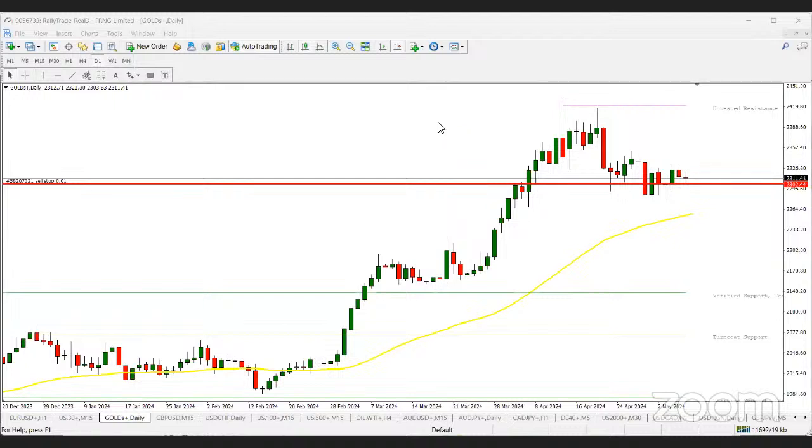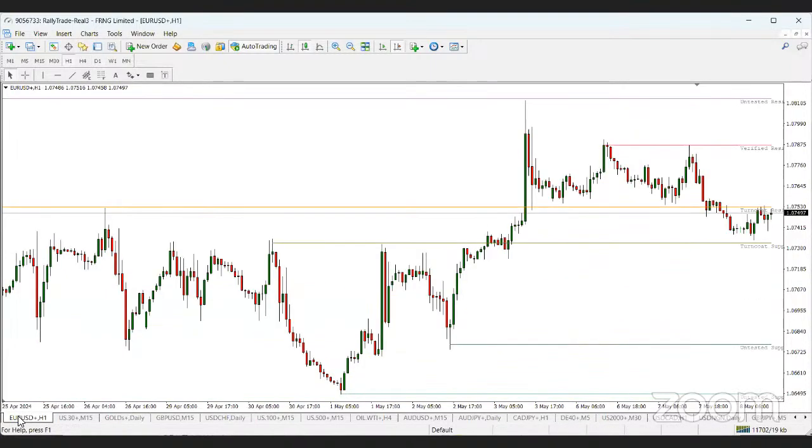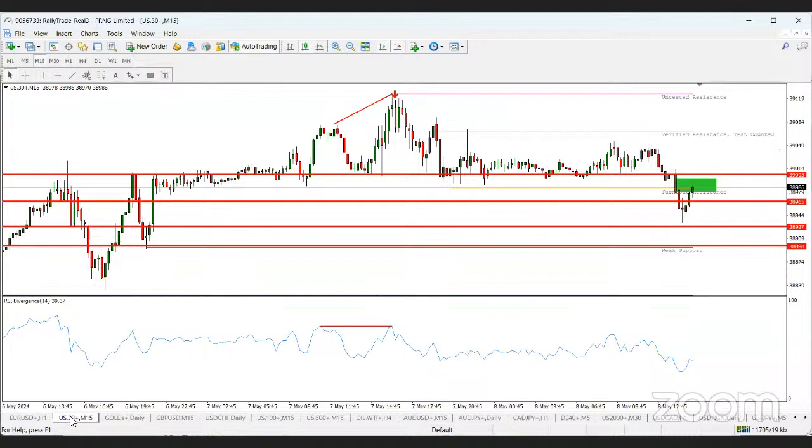And once again, use your 50 period exponential moving average to trade gold. Trade gold with the exponential moving average. That will be better.